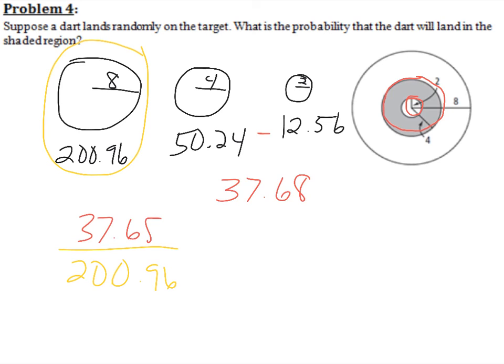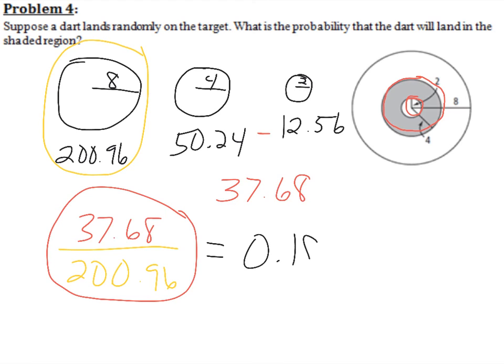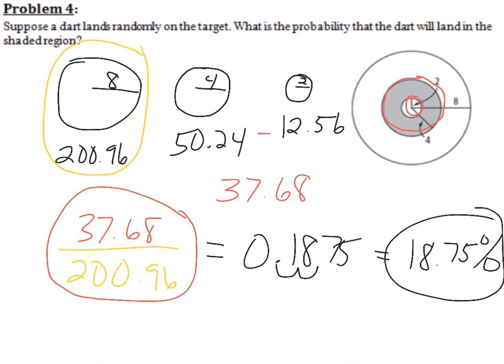Now, once I have this, I can leave it as a fraction, or I can write it as a percentage. We haven't done this in previous examples, but just to show you here, if I type this fraction into my calculator, I get 0.1875. And what I can do with that, to write it as a percent, I take this decimal point and move it to the right 2 spots, which would turn it into 18.75%. That is the probability that if a dart is thrown at this target, it will land somewhere in that shaded region.